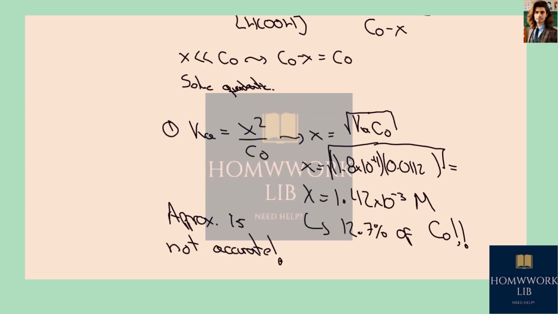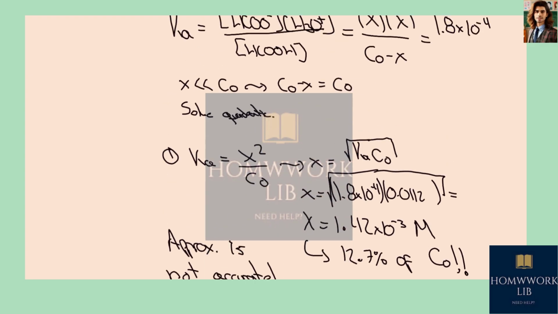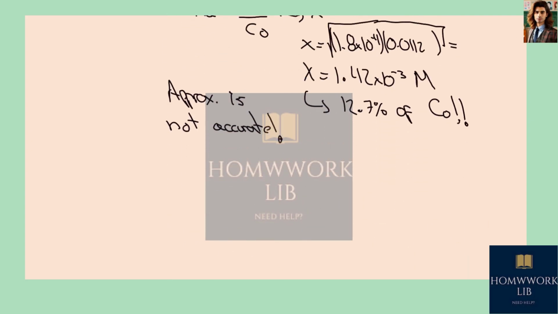For this approximation to be accurate, the value for X needs to be approximately 5% of your initial concentration. So now we need to solve the quadratic expression, which reads x squared divided by C0 minus X is equal to Ka.